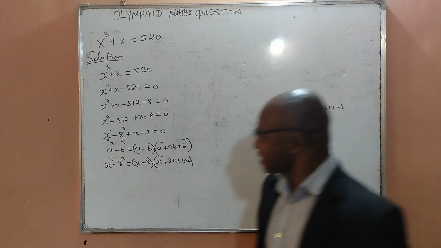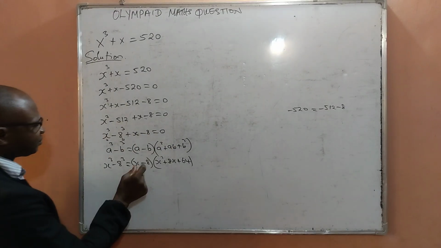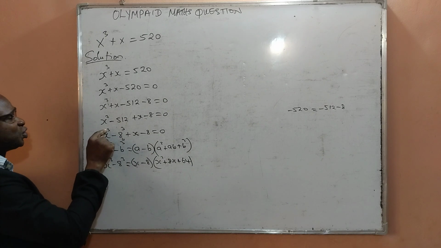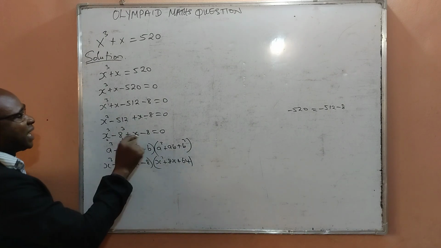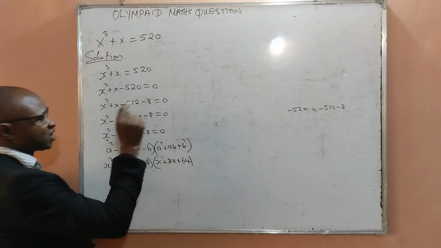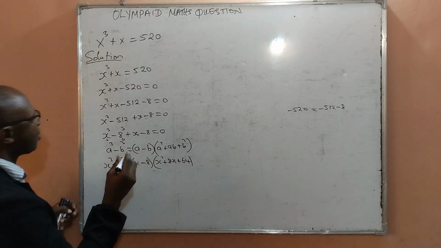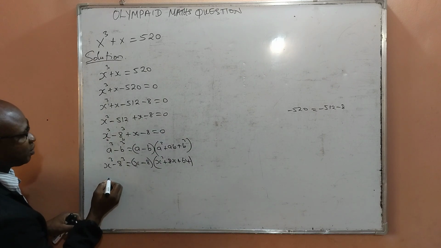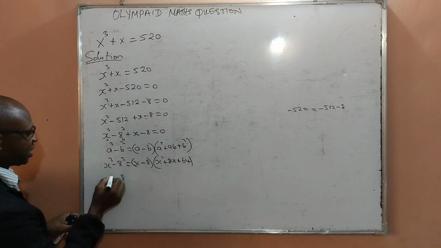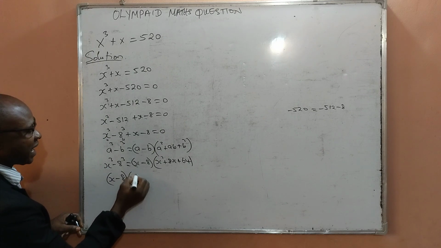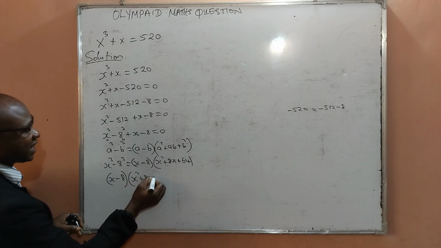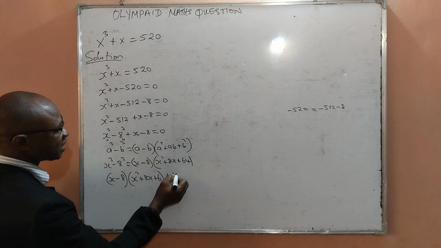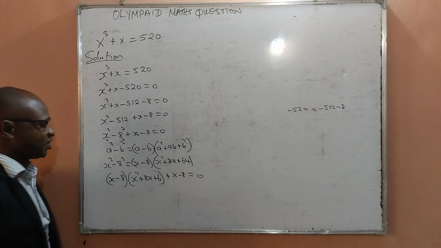Alright, we move on. What I will do next is take this expansion and replace it with the x cubed minus 8 cubed. Then I'll still write my x minus 8, everything equal to 0. Replacing this gives me x minus 8 into x squared plus 8x plus 64. Then I still have again plus x minus 8. Everything is equal to 0.